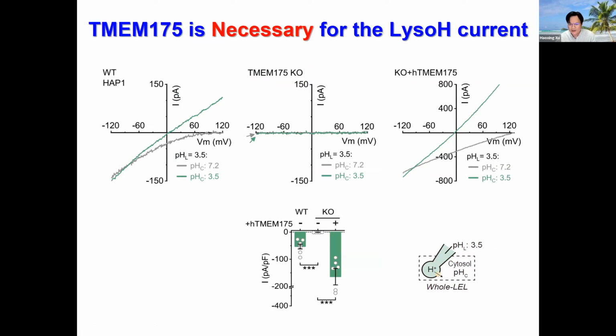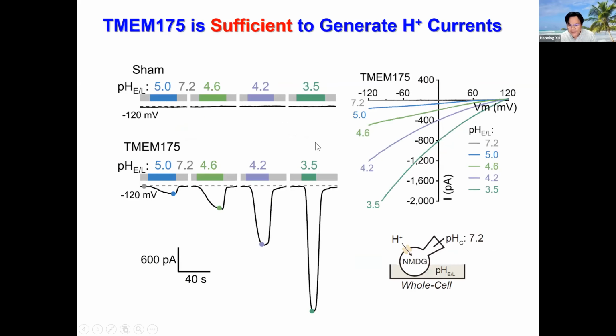On the other hand, overexpression of TMEM175 can dramatically increase the lyso-H currents. More importantly, endogenous TMEM175 protein is probably a strictly lysosomal protein, because in whole-cell recording we do not see any proton current. But when we overexpress TMEM175, we see large proton currents. Therefore, TMEM175 is both necessary and sufficient for lysosomal proton currents.